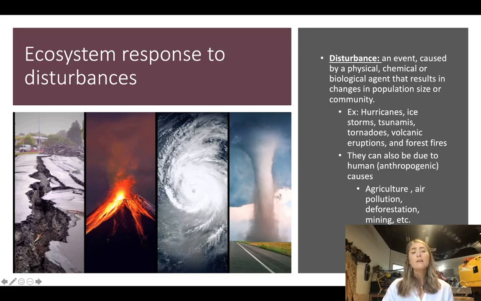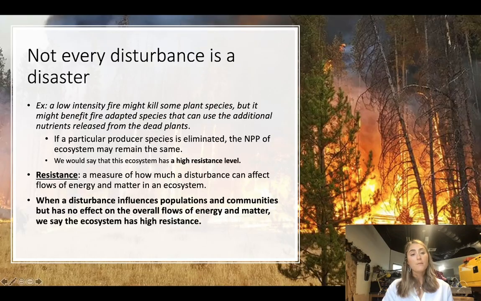So how ecosystems respond to that disturbance is largely dependent on the types of species and the relative genetic diversity of the ecosystem. So not every disturbance is a disaster.